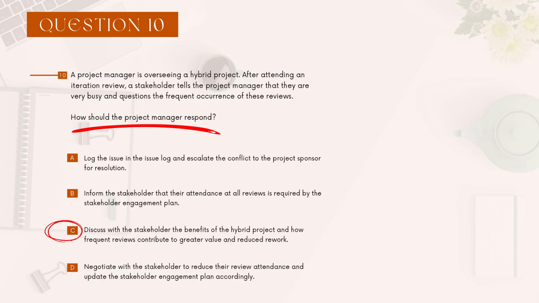I love that. Beautiful, beautiful. Discuss, take a step back, right? Clear up any gaps in any understanding. Amazing. D, negotiate with the stakeholder to reduce their review attendance and update the stakeholder engagement plan accordingly. I like C. C is going to be the best answer. We might actually need the stakeholder very, very frequently, or maybe every time. The reason being is because he or she might be one of the main people that we need to discuss things with. So C is going to be the best answer, and I'm going to go with that.